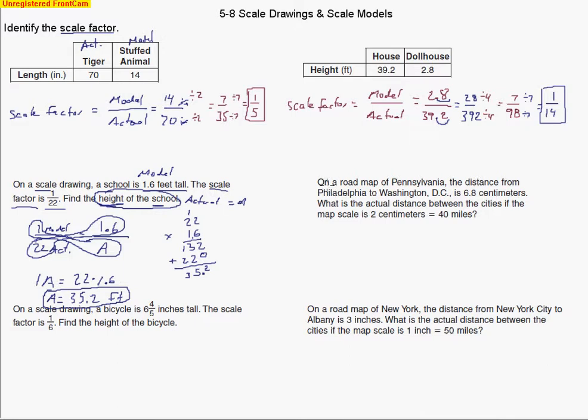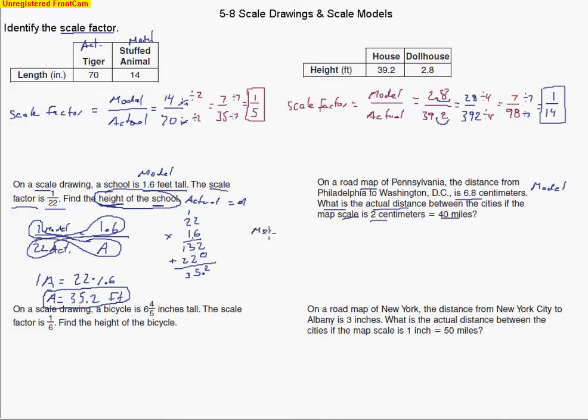Anyhow, it says on a road map of Pennsylvania, the distance from Philadelphia to Washington, D.C. is 6.8 centimeters. So this is the model here. So this is the amount on the map. So we're going to treat that as the model. What is the actual distance between the cities if the scale is 2 centimeters to 40 miles? Alright, so we're going to set that up.